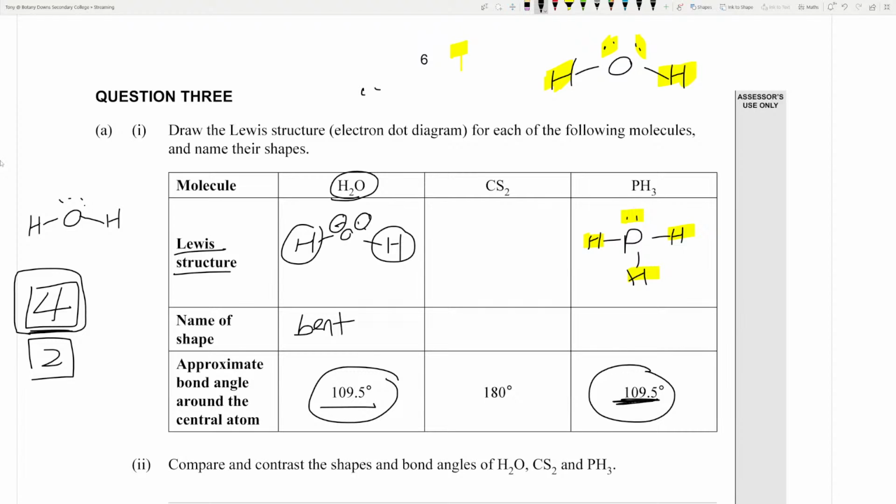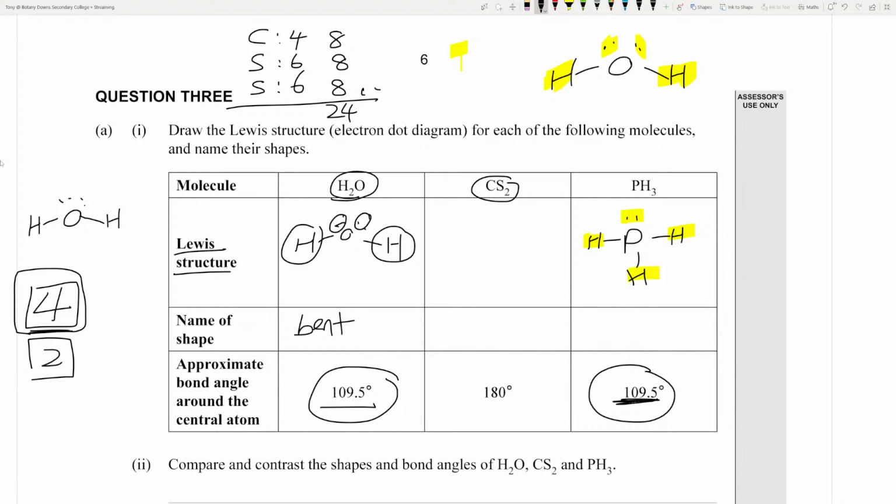Okay. Now CS2 is a little bit different. If you don't know how to do CS2, you can use my method over here. I mean, not my method, but that's how I've been taught and how I tend to teach others. So you look at carbon, you look at how many valence electrons they have. Carbon has 4 valence electrons, sulfur has 6, sulfur has 6. They need 8, they need 8, they need 8. So they need 24.